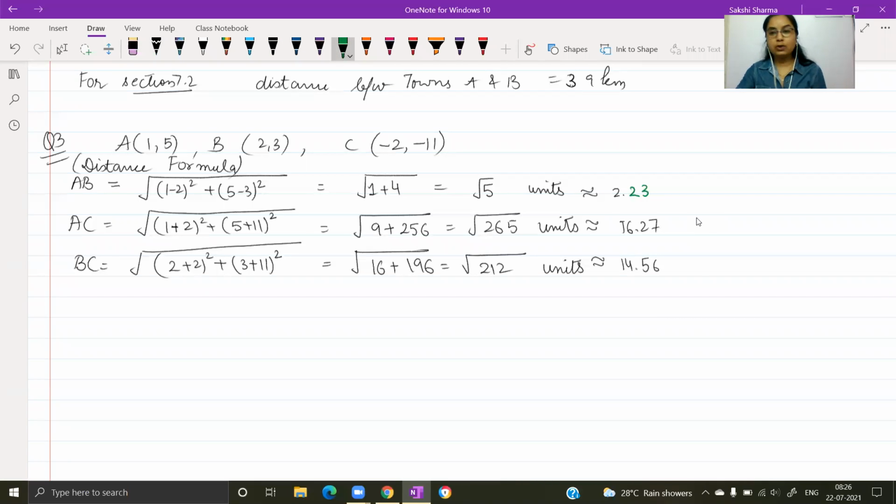So if you think of adding the first one and the second one, the distance becomes more than AC. If we take AB and BC together, the distance becomes more than AC. Slightly more, but more. So in this case, the points are non-collinear.